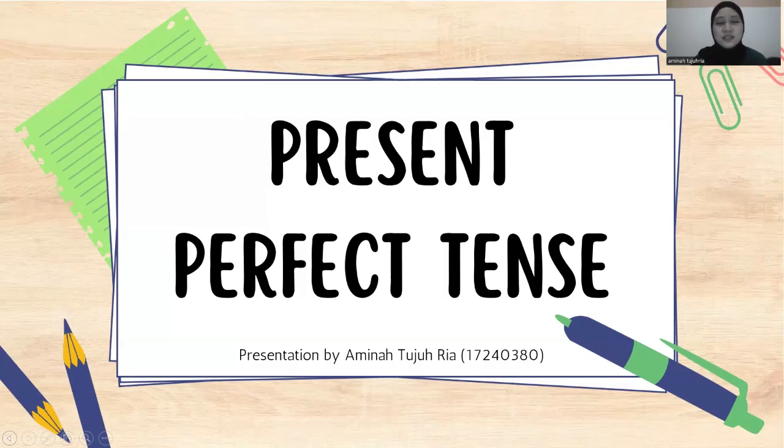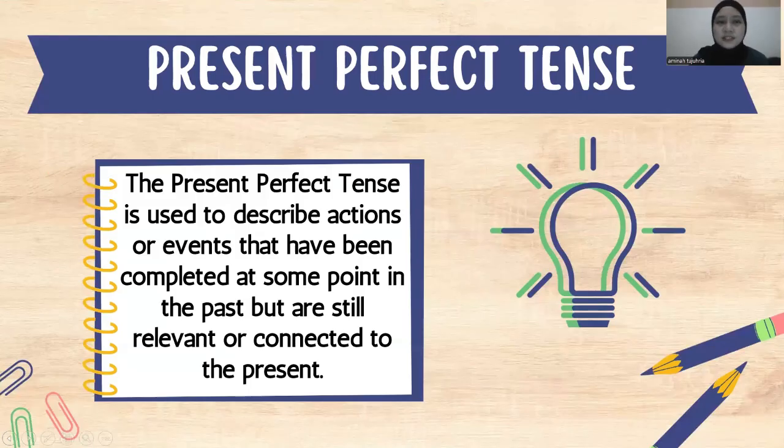Today I want to present about present perfect tense. The present perfect tense is used to describe actions or events that have been completed at some point in the past but are still relevant or connected to the present.